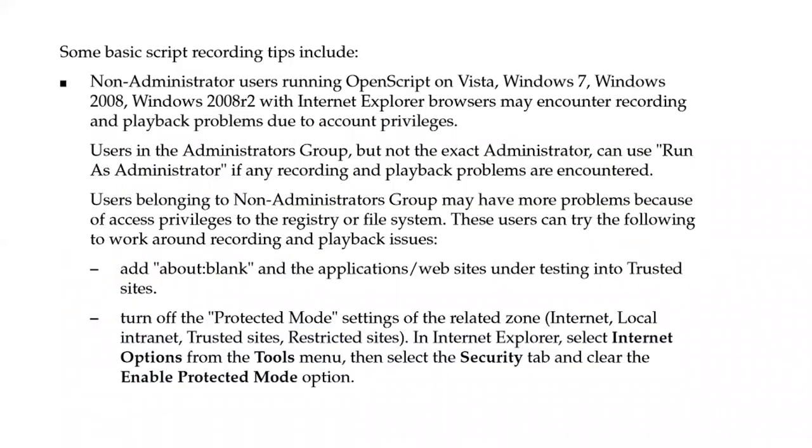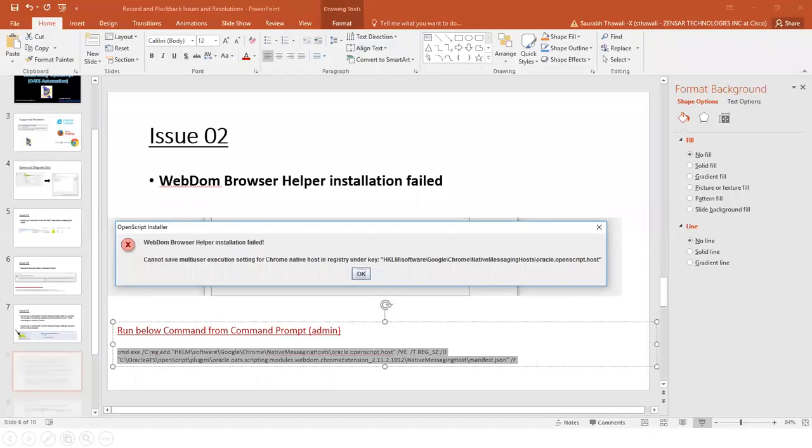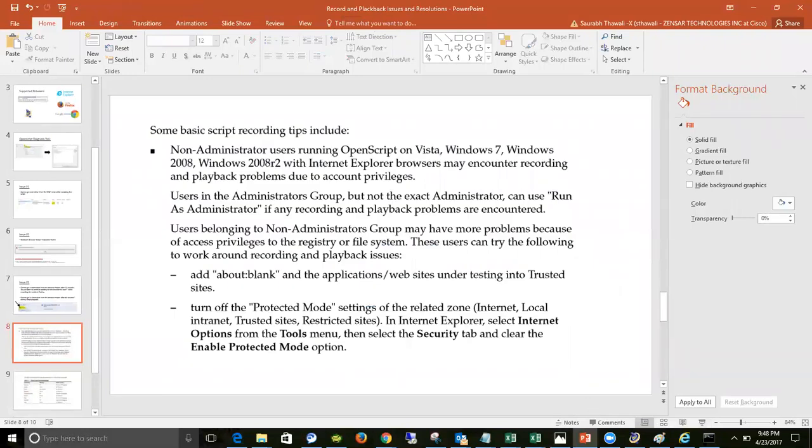Now, I'm just trying to list down some tips during the recording. If you are a non-administrator user and you are trying to work with OpenScript and you are using any of these operating systems like Vista, Windows 7, Windows 8, and R2 server with an internet browser, you are more frequently going to encounter administrator-related issues. Because you do not have administrator privilege and you try to do a lot of operations with OpenScript which actually needs administrator privilege. To avoid that, make a practice of opening OpenScript with administrator privilege. And how to do that?